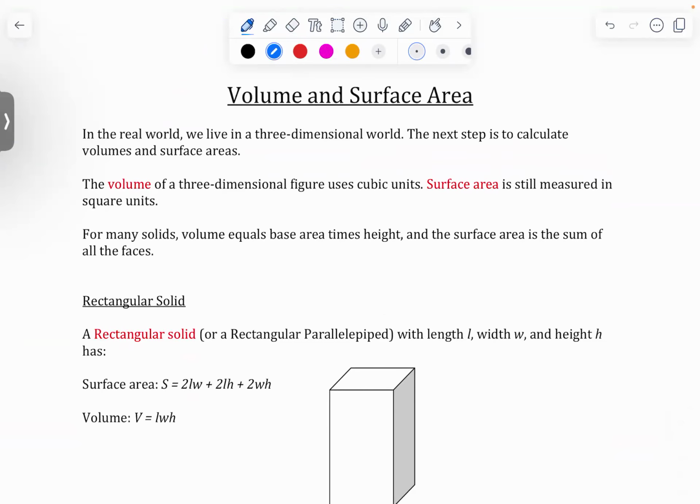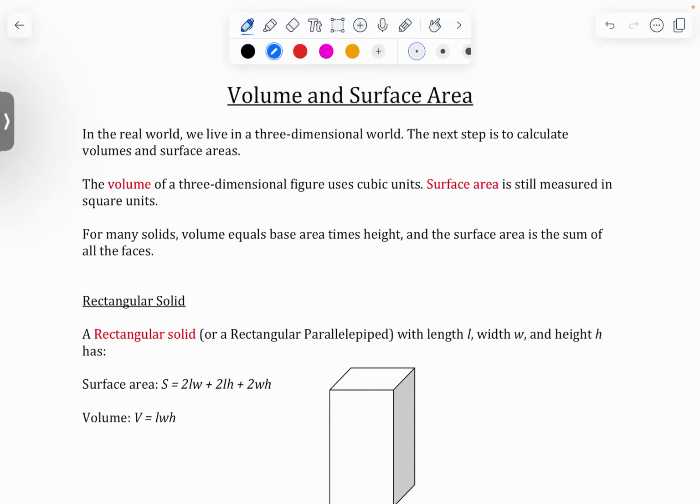Now advancing to 3 dimensions. Well, still doing some 2 dimensions. So in 3 dimensions, we live in a 3 dimensional world, which means everything we're going to talk about is volume. But the other big thing is surface area. Volume is the space the object takes up. But the surface area is just the faces of the object.